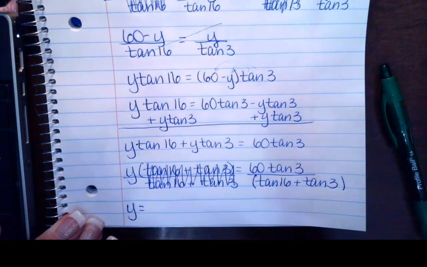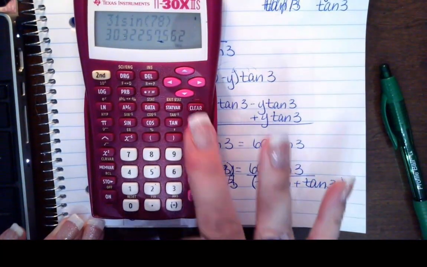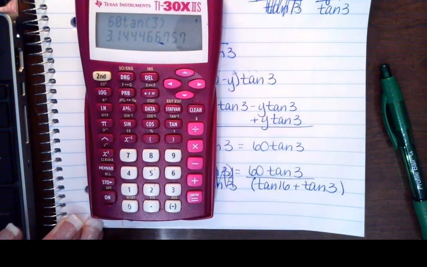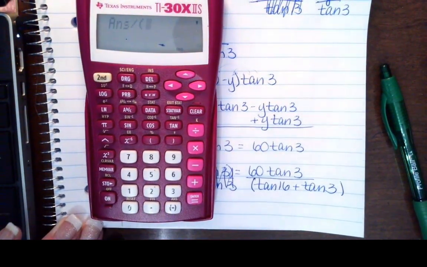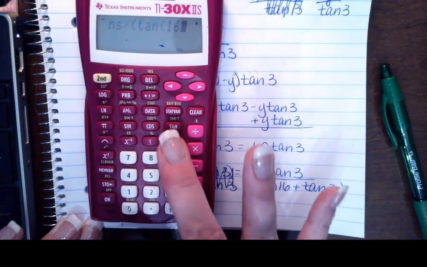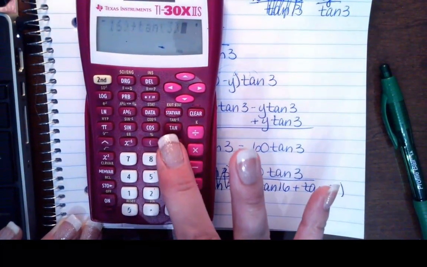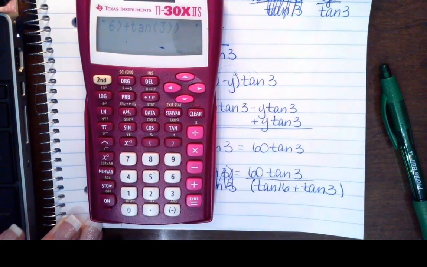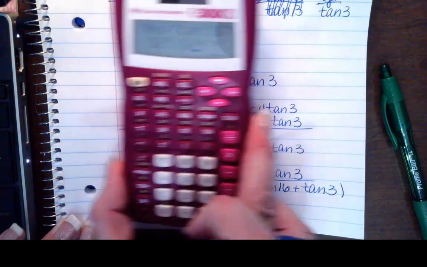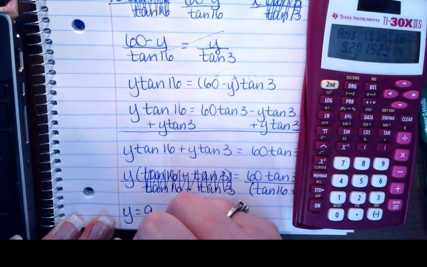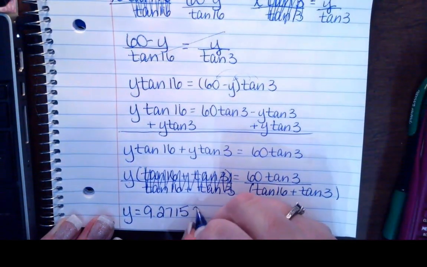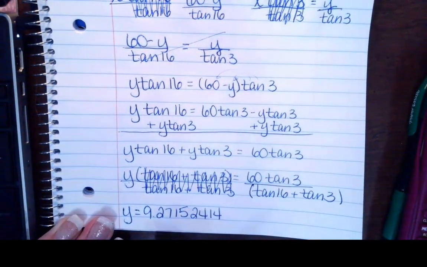So I have y equals 60 times the tangent of 3. Get that answer. Divided by parentheses, the tangent of 16 plus the tangent of 3. And then close your parentheses. And then hit enter. And we get 9.27152414. Okay, that's what y is.